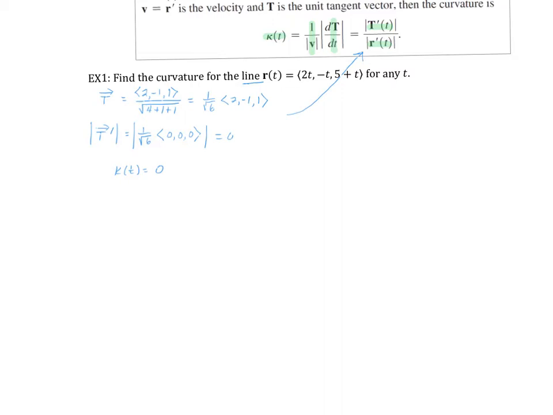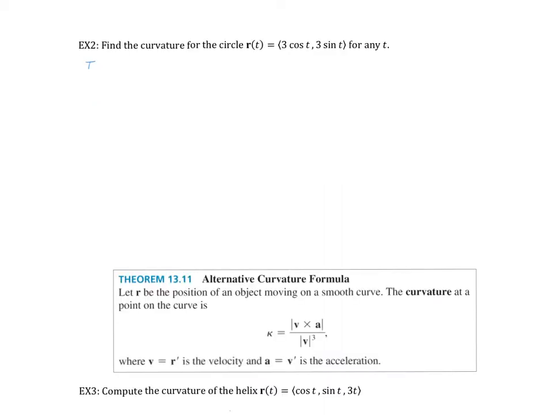So let's move on to another example. Let's say that we wanted to find the curvature for this circle, 3 cosine t, 3 sine t. Now this is a circle, so I'm thinking the curvature can't be 0. And the first thing I would like to do is compute my tangent vector.